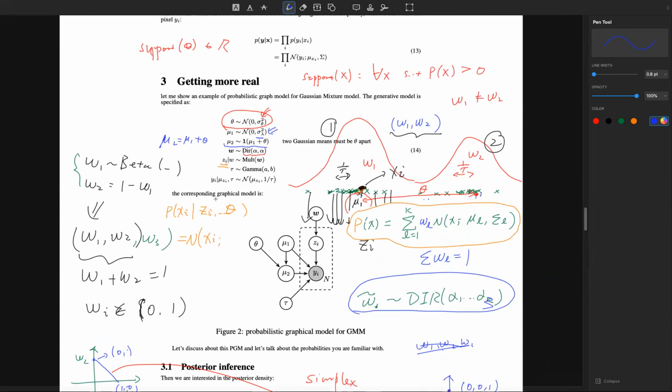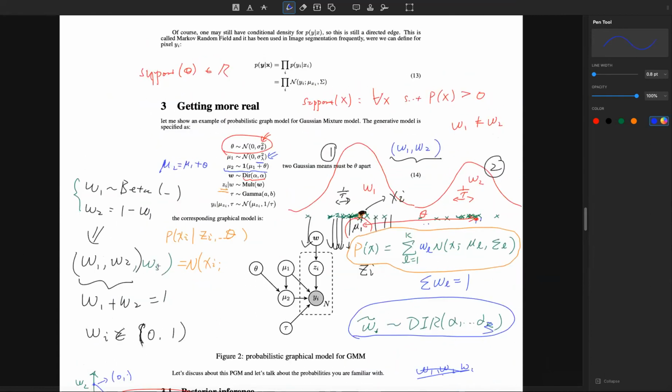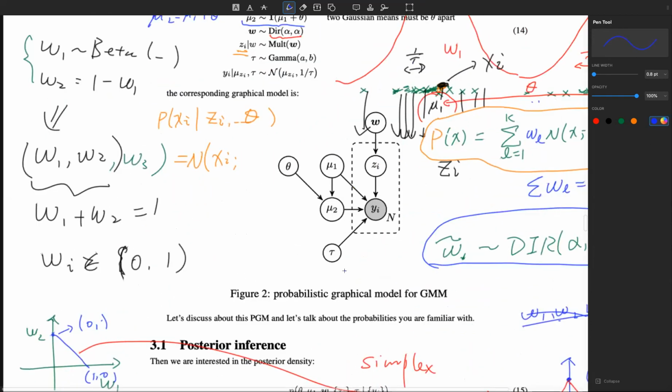And lastly, we have the precision stuff. Precision is the inverse of your variance. So what kind of distribution do you think is appropriate? Think about a variance. What's the support for a variance? Is that like a real number line? What about a variance, for example?